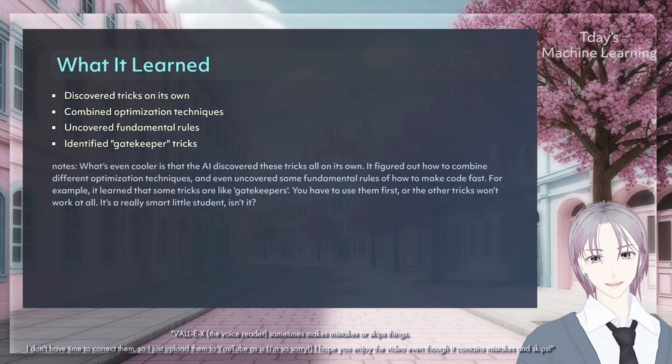What's even cooler is that the AI discovered these tricks all on its own. It figured out how to combine different optimization techniques. It even uncovered some fundamental rules of how to make code fast. For example, it learned that some tricks are like gatekeepers. You have to use them first, or the other tricks won't work at all. It's a really smart little student, isn't it?